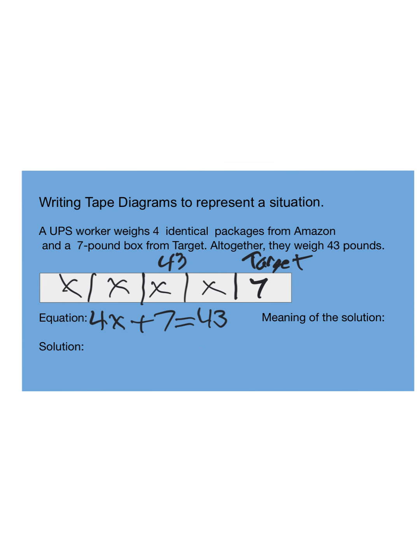All right, now, how would I solve this? Well, what would I get rid of first? I would get rid of this 7, and I would take 7 away from 43, and what I'd be left with is 36. Once I cut that 7 off the end, I have 4 X's are worth 36 pounds. Now, because they're all the same, I could do 36 divided by 4, and 36 divided by 4 is 9. That means one Amazon box equals 9 pounds.